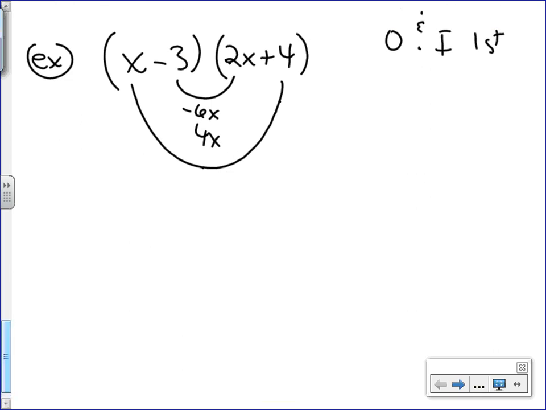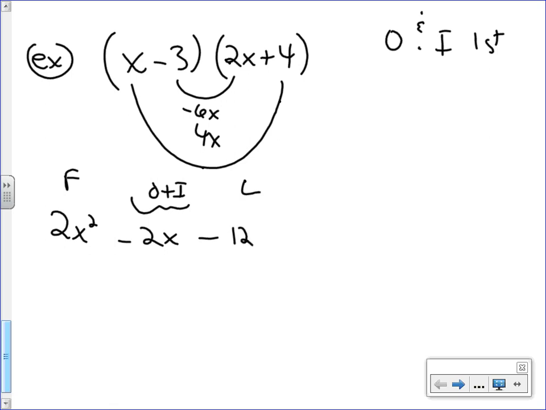Then go back and do your first over here. x times 2x is 2x squared. This is your first. And right here, put your outer plus your inner right here, minus 2x. And then put your last at the end. Actually, when you do it like that, it often ends up being less work once you get used to doing it that way. It's like writing down less work.